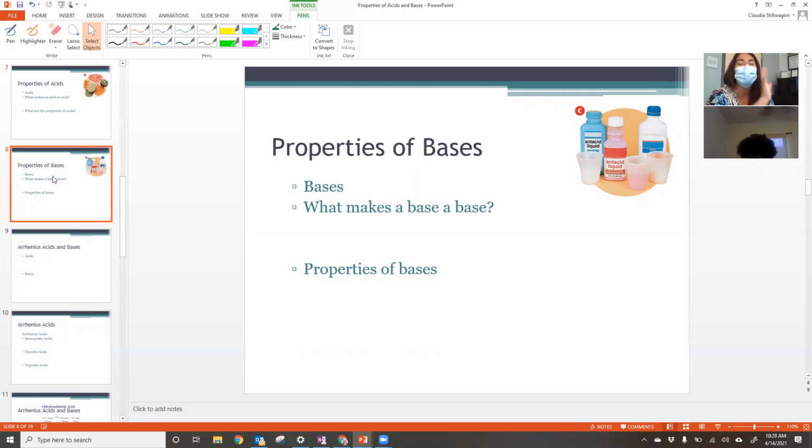What else about bases? They're going to have a pH greater than 7. Again, it doesn't make sense yet, but it will. Okay, they're going to have a pH greater than 7.